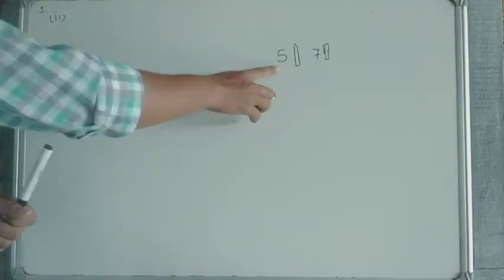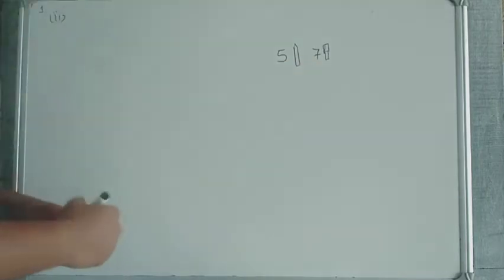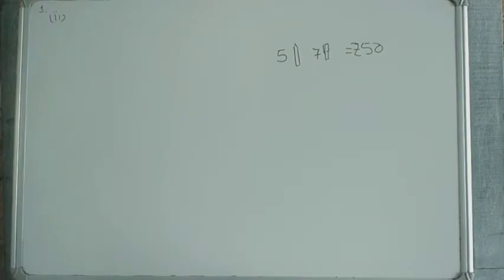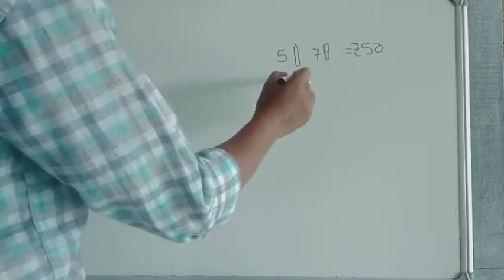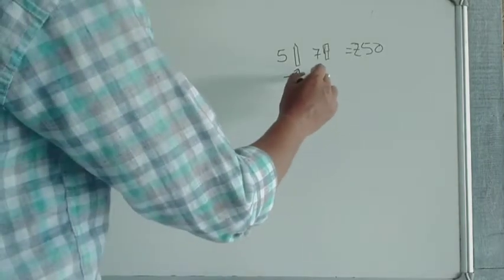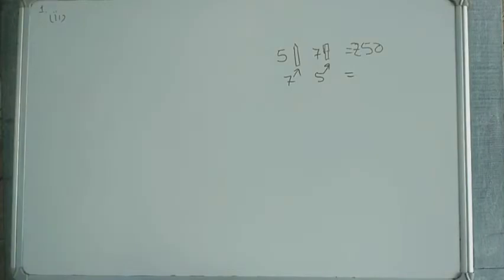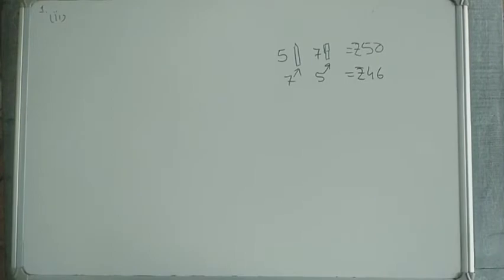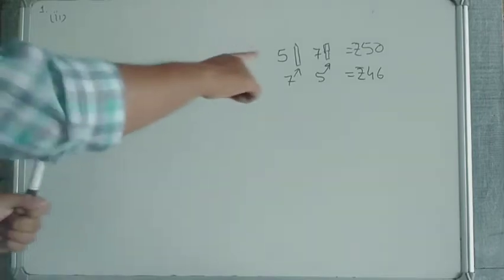In part 2, what it is saying: 5 pencils and 7 pens together cost rupees 50. So there are 5 pencils and 7 pens, and together they cost 50 rupees. Whereas if I take 7 pencils and 5 pens, the cost will be 46 rupees. Find the cost of 1 pencil and that of 1 pen.